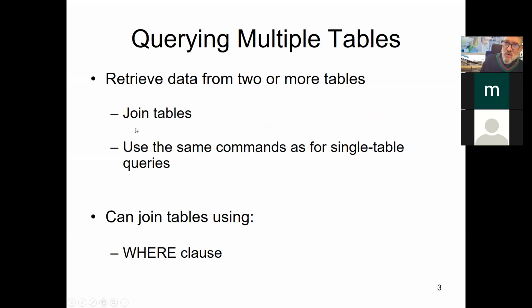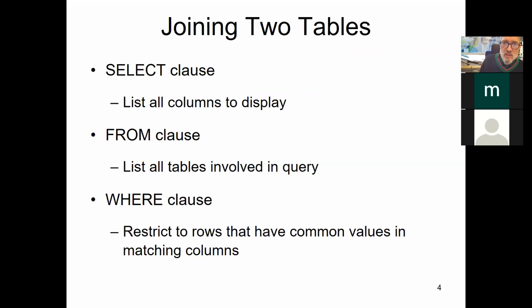So we call it a join. How the join works is in the where clause, we can set one key to another. There's another way of doing it. There is a command called join, but we're not going to worry about that, I don't think. In the where clause, we can join the two tables with a requirement that the foreign key is the same as the value in the primary key of the other table.